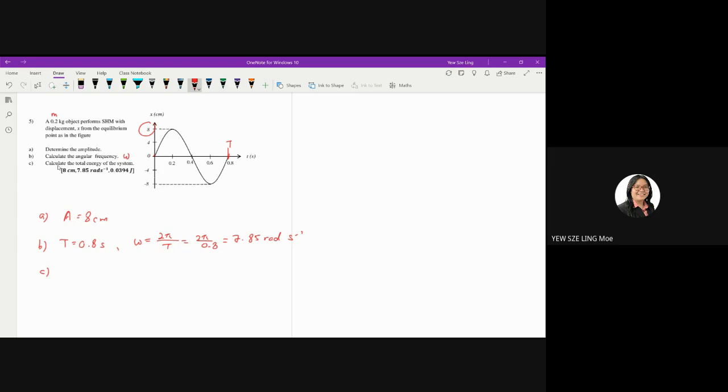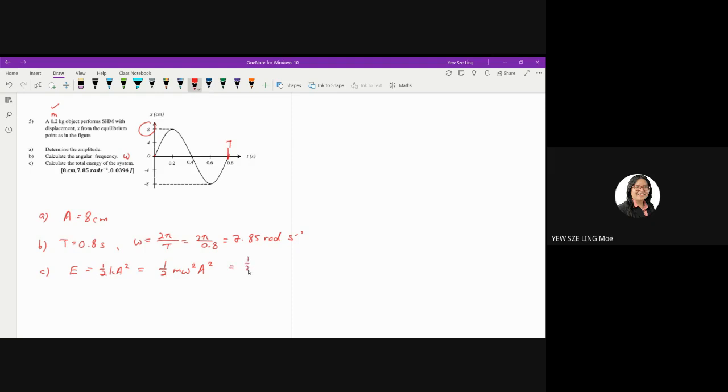Question C, calculate the total energy. Total energy is just very simple. You don't even have to look at the graph now because you already have enough information. Total energy is E. Okay, so E equals 1/2 kA squared. Now we don't have k, right? So we are going to use the equation 1/2 m omega squared A squared. Now, can we solve it? Yes, we can, because the question gave us the mass already. Question A, we calculated amplitude. Question B, we calculated omega. We have all the information needed to solve question C.